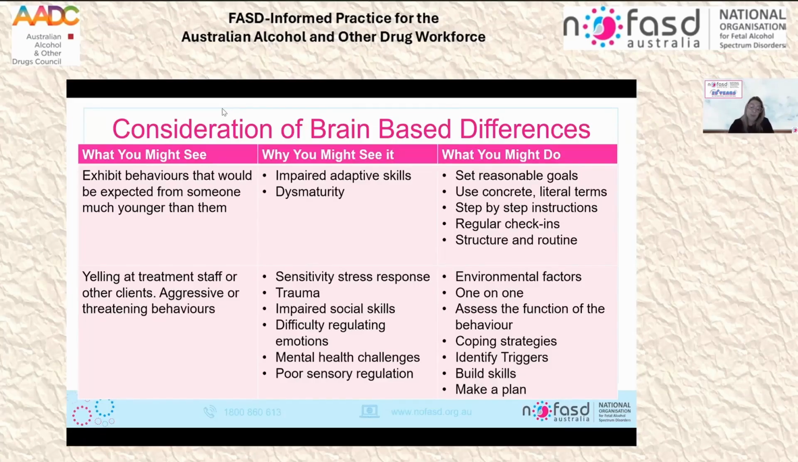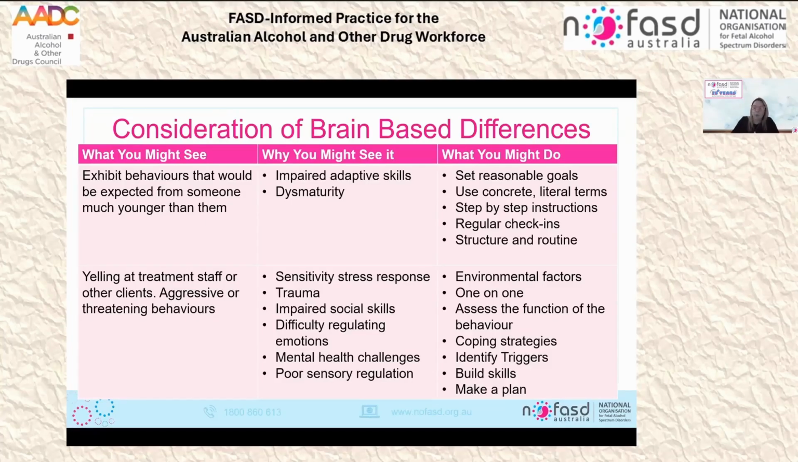There could be dysmaturity where their chronological age and their developmental or emotional age doesn't match. So those skills don't match their actual age. So you see there's some behaviours and skills that might be a lot younger than they actually are, or maybe older than they are. So what can we do about this?